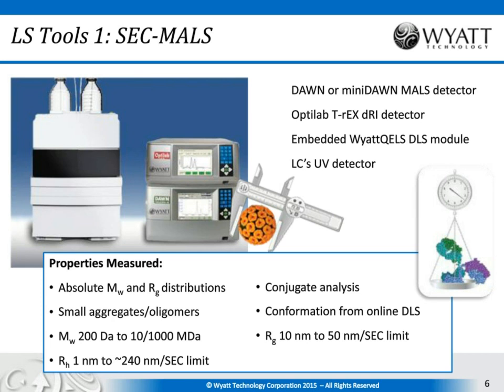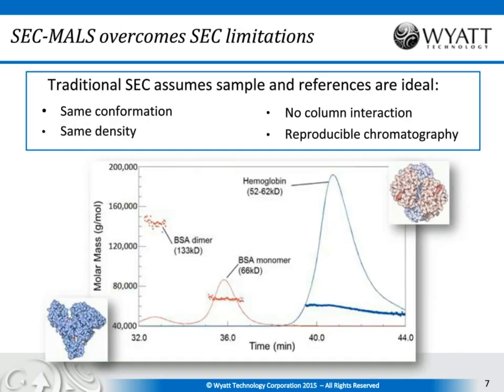So why would you go to all the bother of adding these light scattering detectors to size exclusion chromatography when it's commonly accepted that size exclusion chromatography is a good way to measure molecular weights? Well, it turns out that size exclusion chromatography, when you're using molecular standards as references to establish the connection between elution time and molecular weight, is not actually a very accurate technique. Actually, size exclusion does not separate by molecular weight. It separates by hydrodynamic volume.